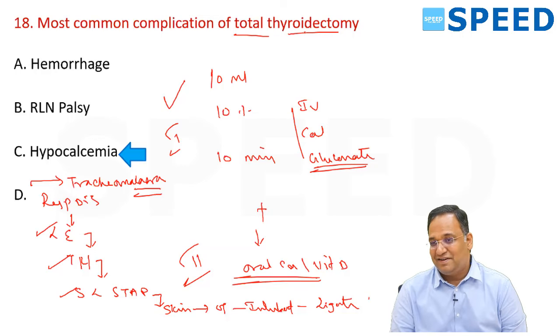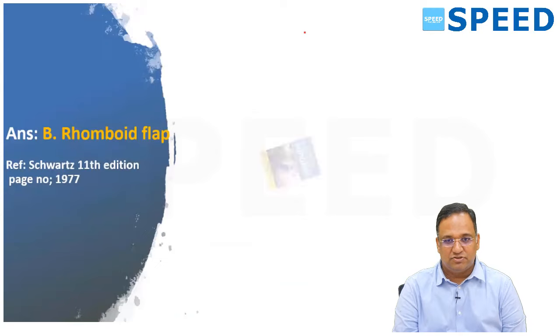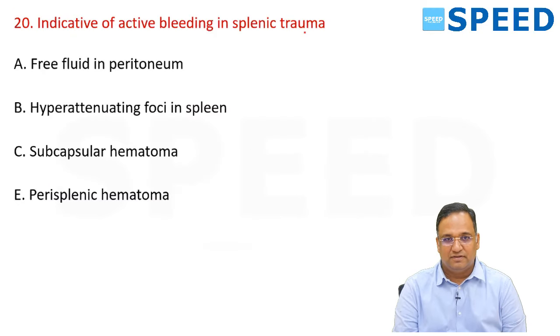Hypocalcemia will not occur in hemithyroidectomy because opposite parathyroids are normal. No, the question is very clear. Then why are you getting confused? So, Limberg is rhomboid flap. Factual question.